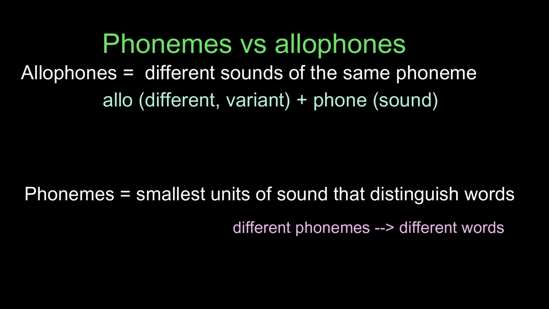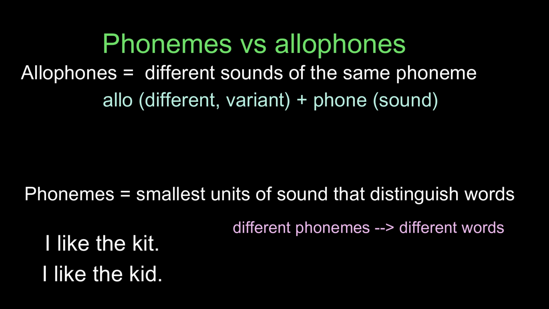When we change the phonemes in a word, we change the meaning of the word. That is, we are pronouncing different words. So if there is a problem with phonemes, people will misunderstand us. For example, I like the kit. If I accidentally pronounced D instead of T, so if I said, I like the kid, then I am saying something entirely different from the statement, I like the kit.